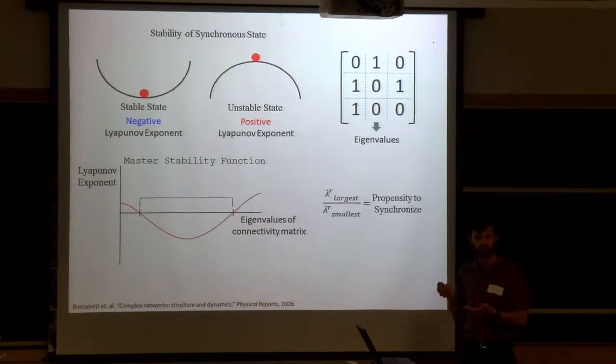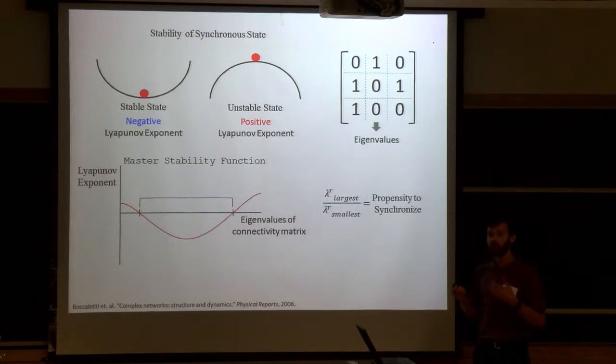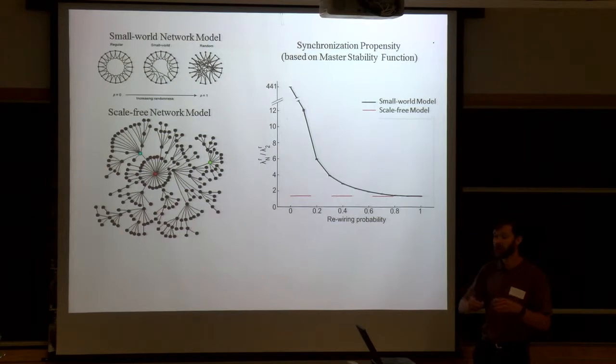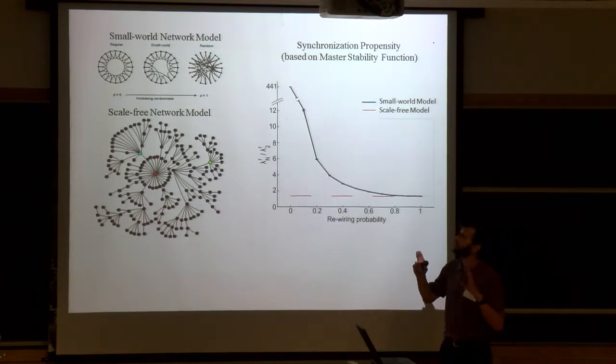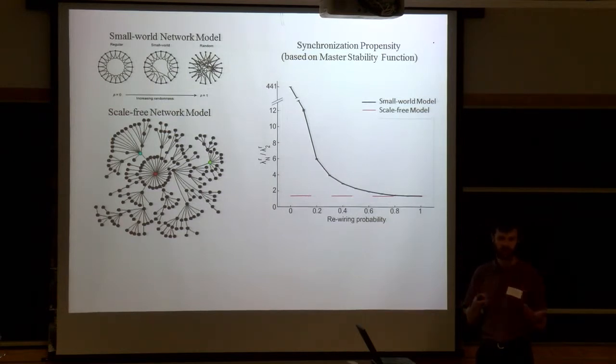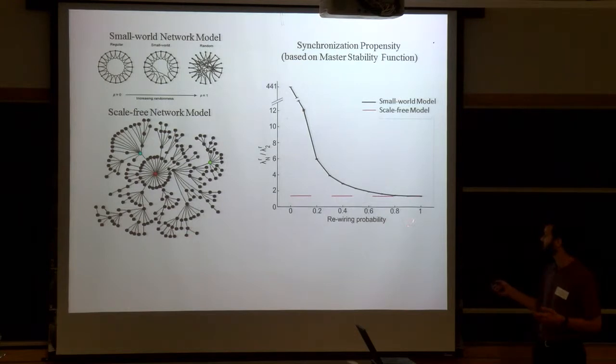So we use this master stability function approach to characterize the propensity for synchrony of two common network models that are used in modeling brain structure, the small world model and the scale free. So the small world, you start with a regular network where each neuron is connected to its nearest neighbor. And from there, you define a rewiring probability that randomly rewires a certain number of the connections. So as you increase this randomness, you transition from a regular network to a completely random one. And the master stability function indicates that as the randomness increases, the network's propensity for synchrony also increases.